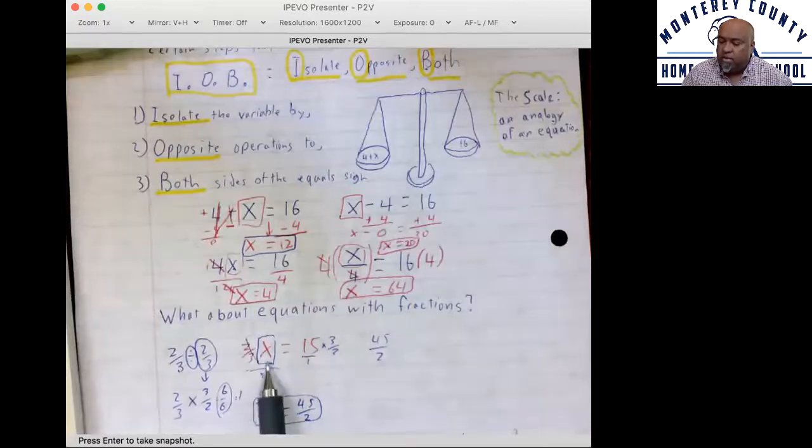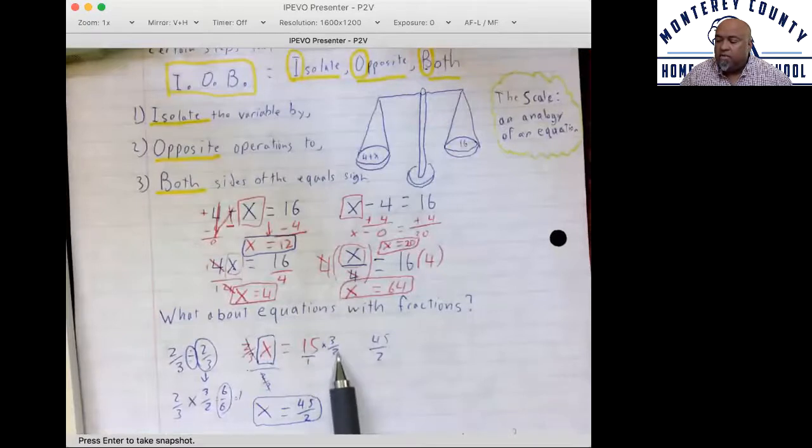Isolate the variable by opposite operation, in which case on the left side here just means canceling, but do it to both sides. So when I divide 15, the whole number, by 2/3, it's easier to do it by multiplying the reciprocal 3/2, or flipping 2/3 over to 3/2, and then changing divide to multiply. Okay, it gives you the same answer, it's just an easier way of doing it.